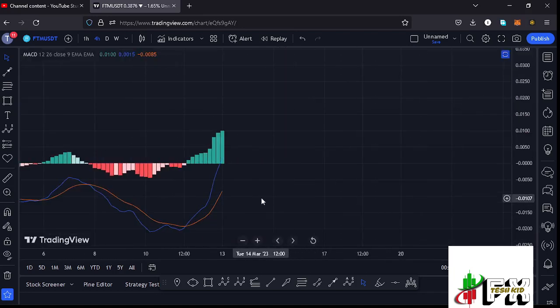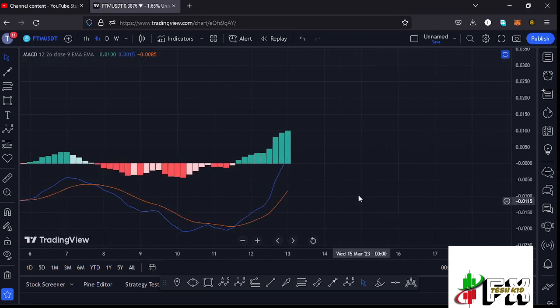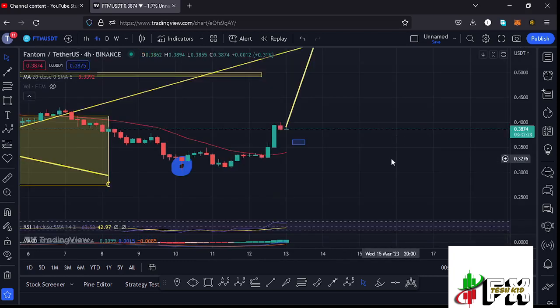Also taking a look at the MACD, we have been able to print a bullish cross and also an increase in the buying momentum, suggesting higher prices here on the Fantom chart. So let's be patient and see how that plays out, and I'll be keeping you updated.